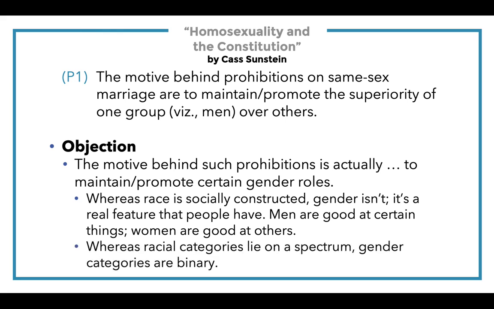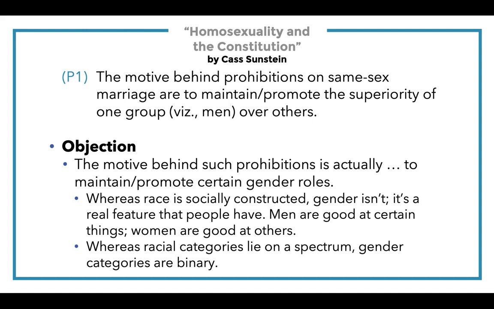Another way of putting the objection is to say that racial categories do lie on a spectrum, but gender categories are binary. Now, there might be something plausible to that initially. We can see how we can have mixed race people, but it's less obvious that we could have mixed gender people. But whereas that argument might have worked better in the past, we don't really think that argument's very plausible now. It seems pretty obvious that gender is a non-binary spectrum. So I'm not sure how much this objection is really going to work.